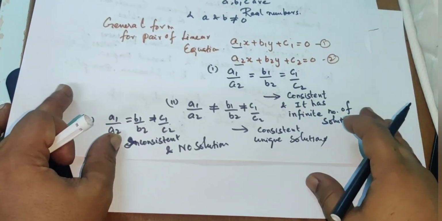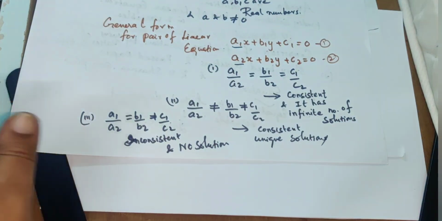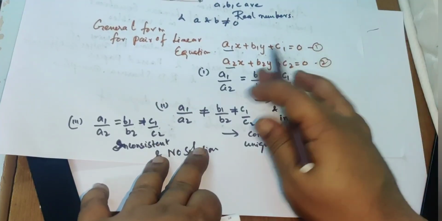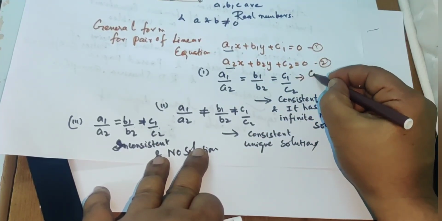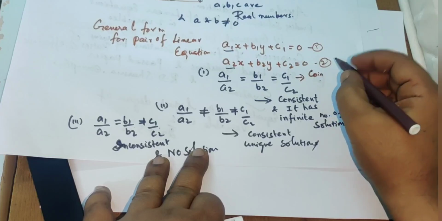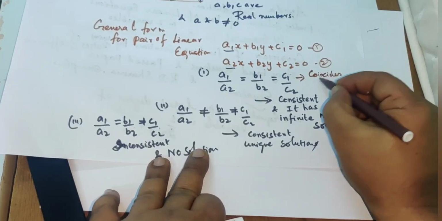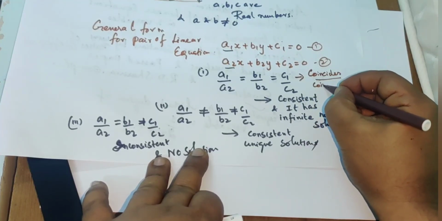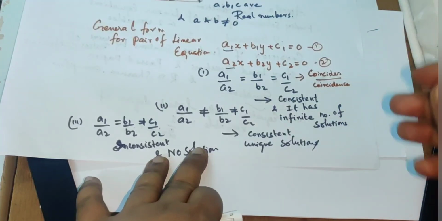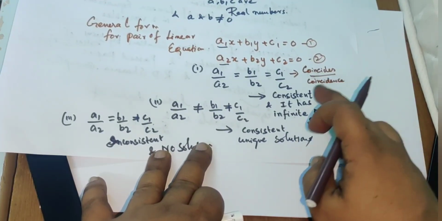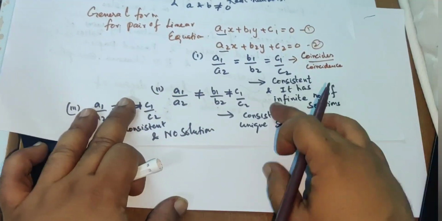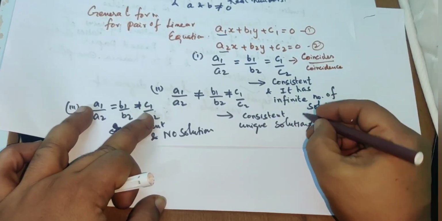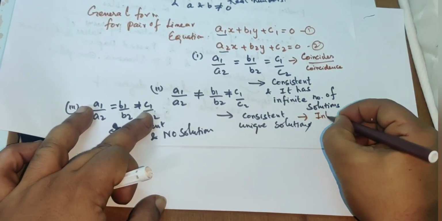Okay, and in the graphical form we can also say if a1 by a2, b1 by b2, c1 by c2, all the ratios are equal, the lines coincide. Both of the solutions of the equations coincide on the same line, which is why we say coincident lines. And this is also consistent. We'll get infinite number of solutions. And if all the ratios are not equal, then it is consistent with a unique solution. In the graphical form we can say the lines intersect at one point.